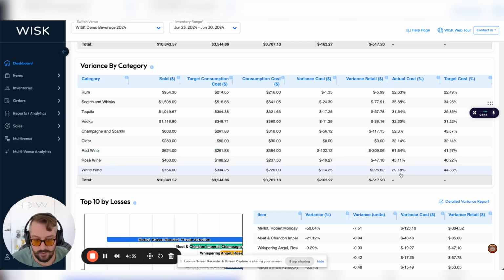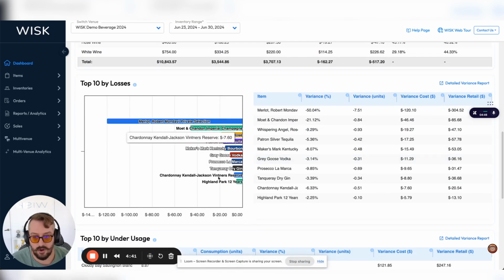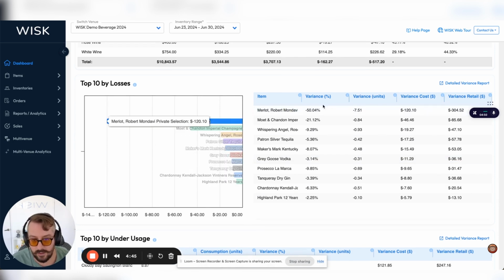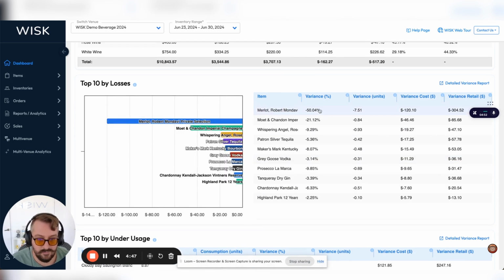So I might want to go into red wine. If I go here, it'll automatically sort by the top 10, and surprise, surprise, one of the top 10 happens to be a red wine. It's this Robert Mondavi. It shows me a variance percentage, and it shows me how much we're off. So we actually lost 7.5 bottles, which represents $120 cost.